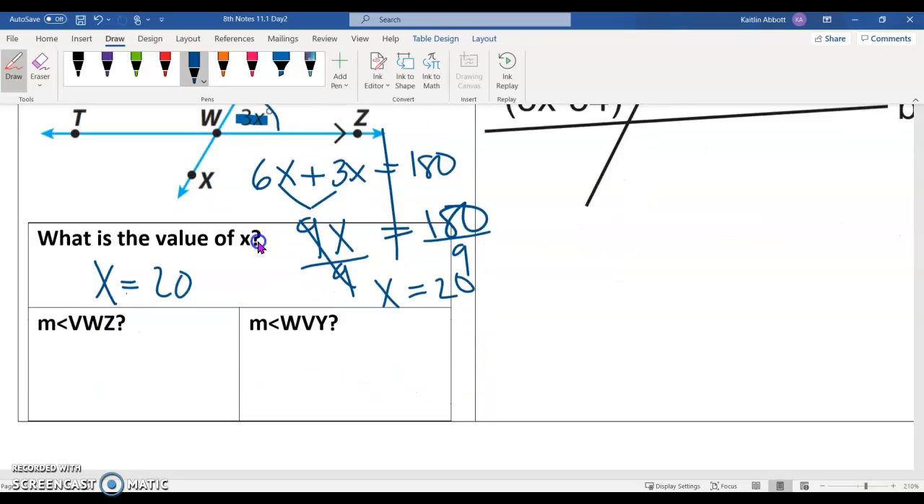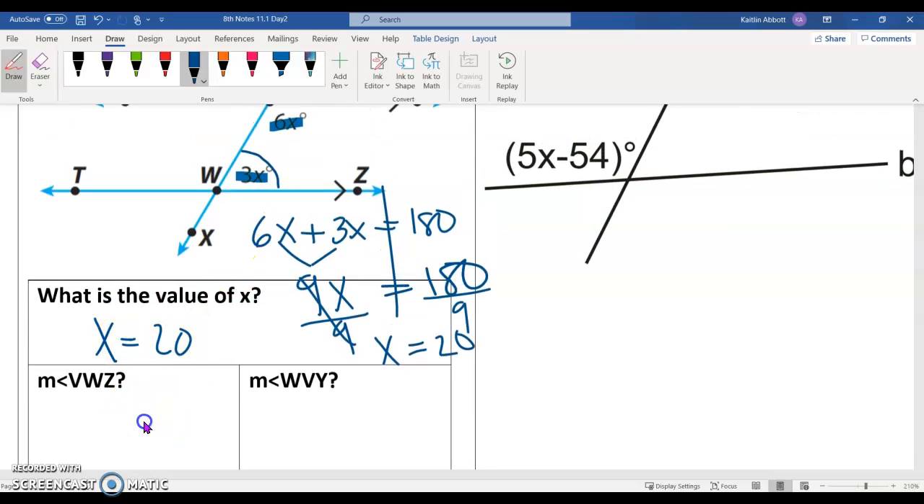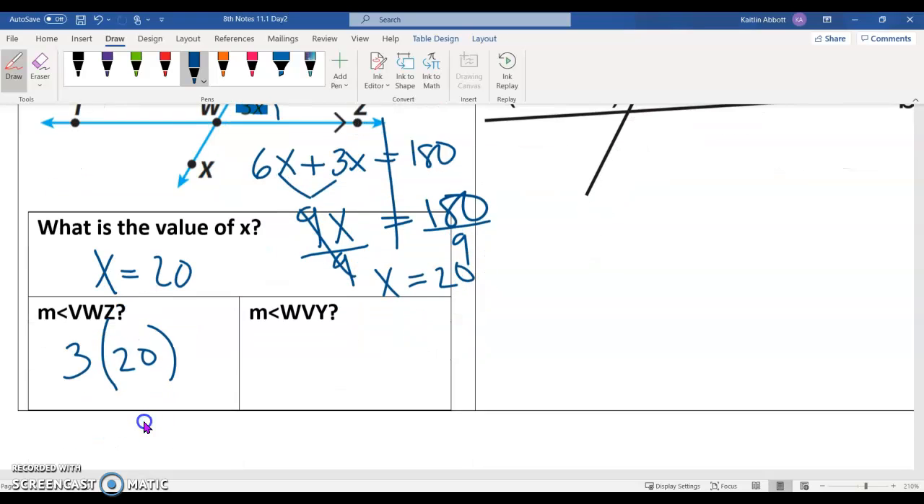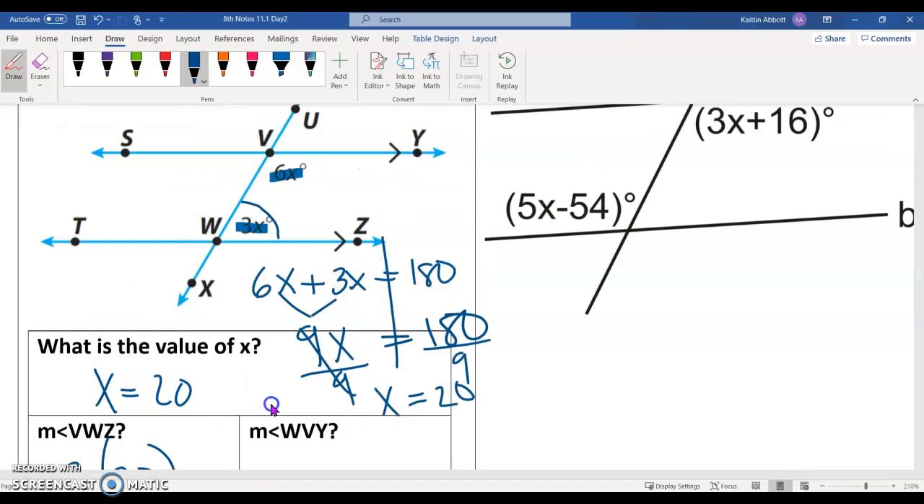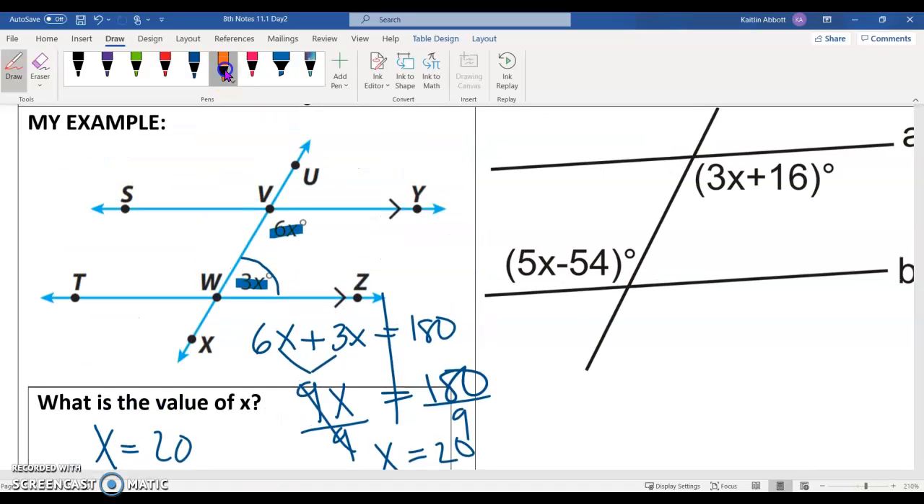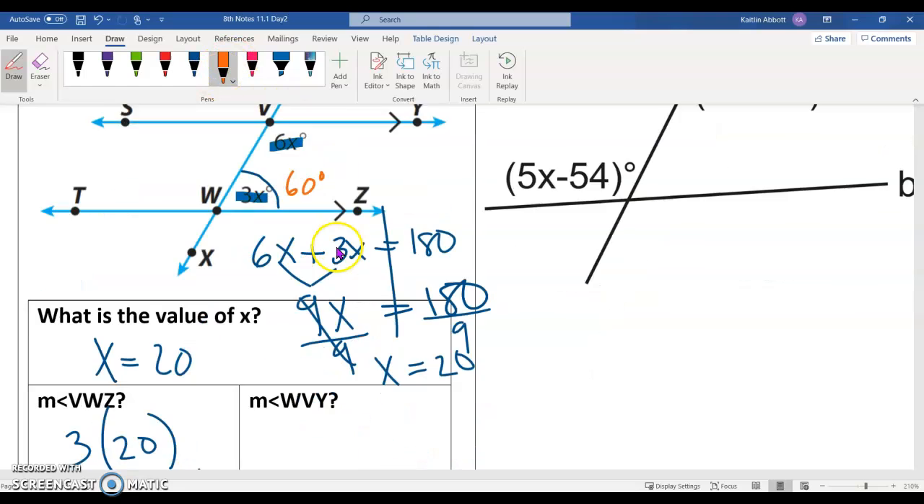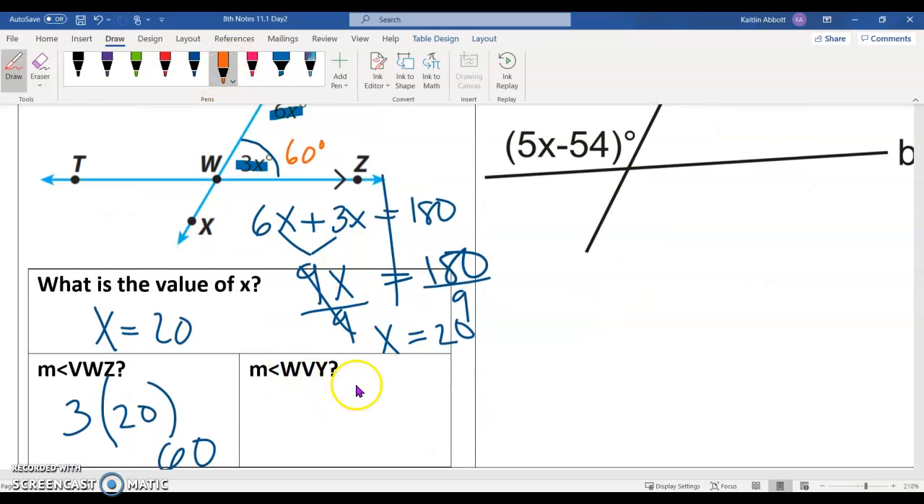What is that? 3x. Well, we know x is 20. So it's 3 instead of x, and we put parentheses and put 20 because we know what x is now. What's 3 times 20? Gets you 60. So the measure of VWZ right here is 60 degrees. Okay, now they want the measure of WVY.